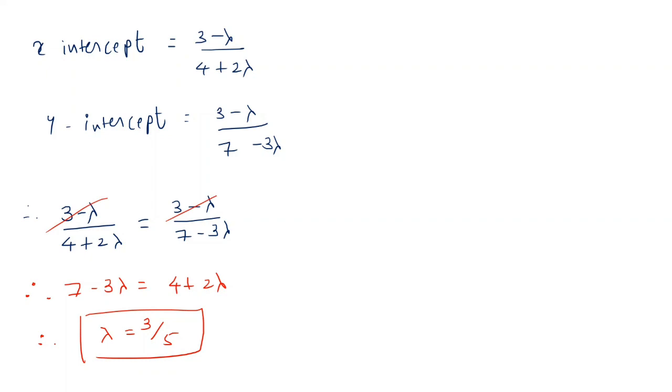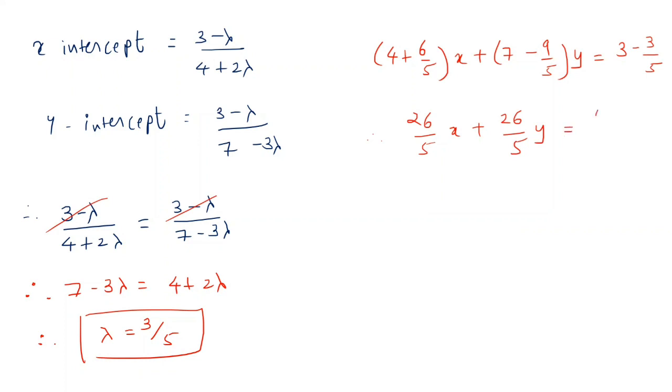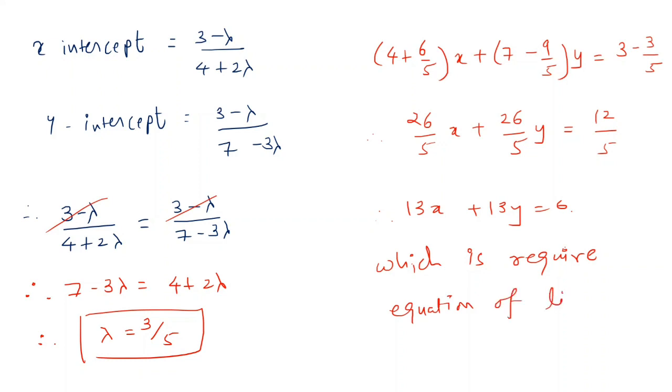So from the main equation, I put the value of lambda, I'll get 4 plus 6 by 5 x plus. As I cannot go to the previous slide, I'm going to write it directly. 7 minus 9 by 5 y is equal to, if you remember, it was 3 minus lambda, 3 minus 3 by 5. If I take LCM and solve this expression, we'll get 26 by 5 x plus 26 by 5 y is equal to 12 by 5. Performing one more step, we'll get 13x plus 13y is equal to 6, which is the required equation of line. That's it. Thank you very much.